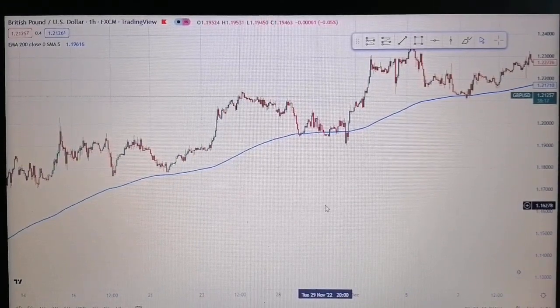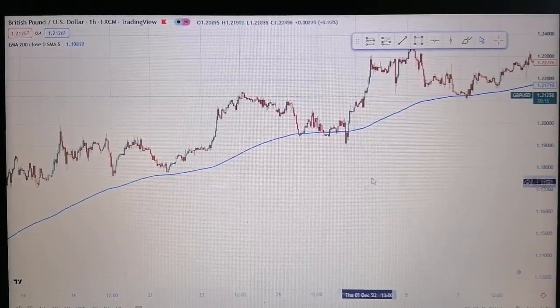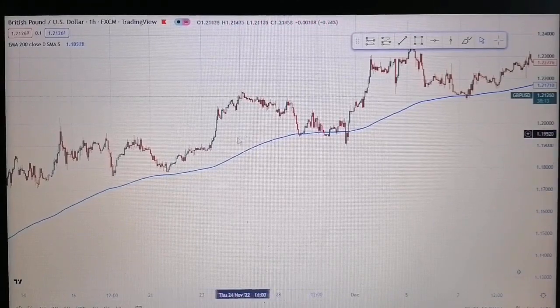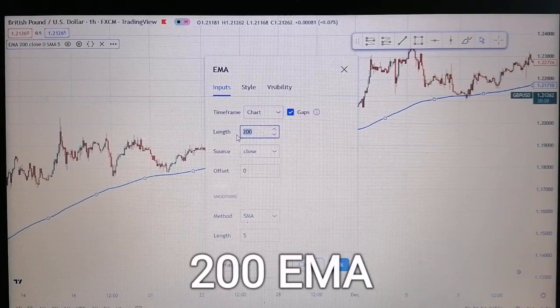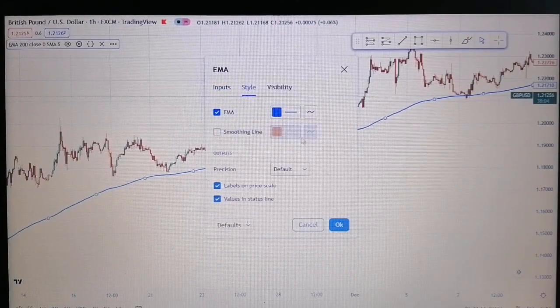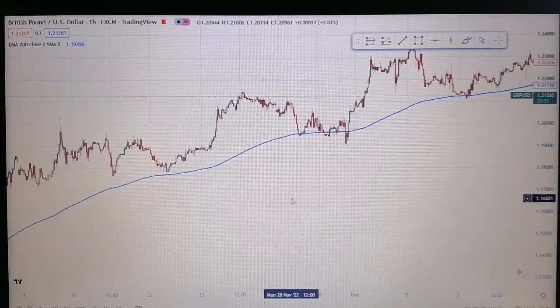This is a simple strategy. Anyone can do it. All you have to do, on the screen you only have one indicator, and it is the 200 period moving average. That's all you have. You can make your own style and make sure it is visible. Make it thick enough to be visible.